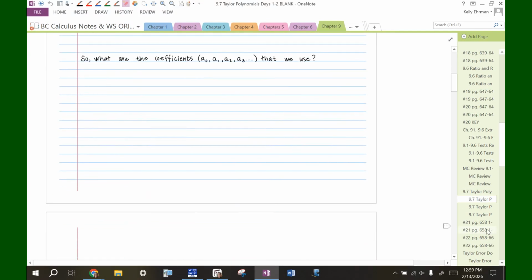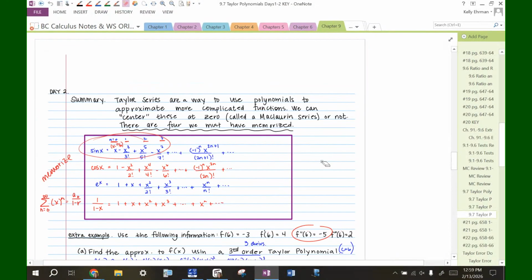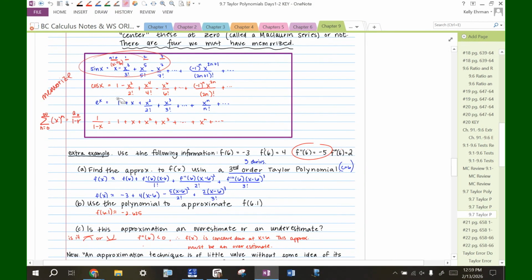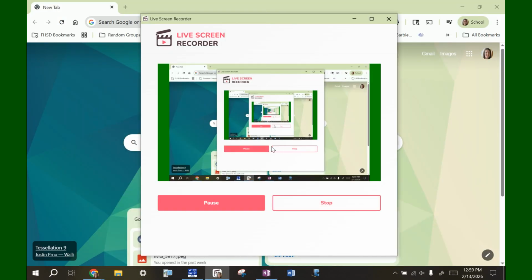There we go. Taylor polynomials. Oh, here it is. Oh, yeah, sure enough. Cosine are the evens, sine is the odds. Well, I screwed that up, didn't I?